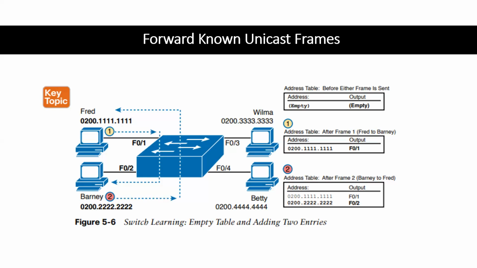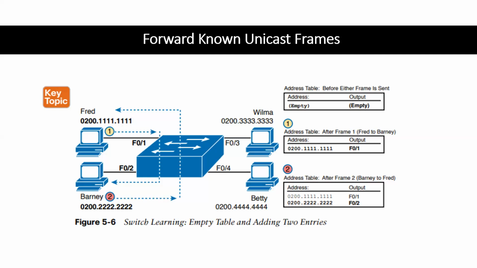We'll talk about forwarding unknown unicast frames in the future, but this is just a precursor. It's going to send a broadcast and say, hey, who is this destined for .2222? It's going to be sent out all ports except for the port that it received the frame on, which is fast Ethernet 0/1. So it's sent out to fast Ethernet 0/2, Barney, fast Ethernet 0/3, Wilma, and fast Ethernet 0/4, which is Betty. Barney is going to be the only one that sees it and says, oh, this is me.